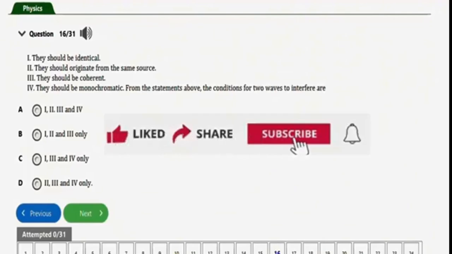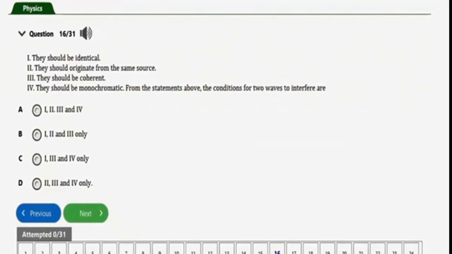Alright, so having done that, let's look at the question. It says from the statements above, the conditions for two waves to interfere are, so we have I, they should be identical, yes. II, they should originate from the same source, yes, it's correct. III, they should be coherent, yes, it's correct.